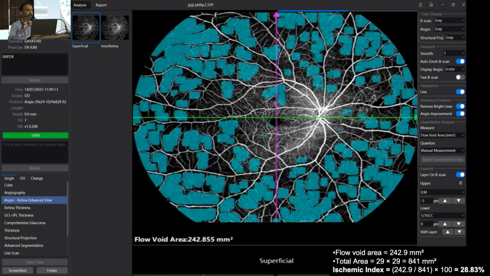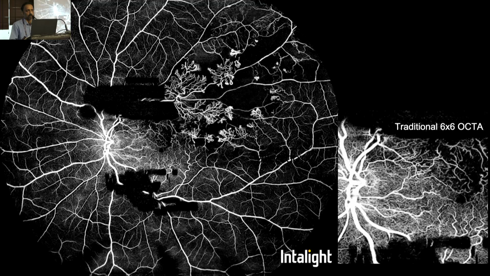We can also map the area of ischemia. The machine gives the flow void area, and you can calculate the ischemic index. We now know that ischemic index is an important biomarker for increasing ischemia and conversion, for example, of a non-ischemic CRVO to ischemic CRVO. So gone are the days where we just used to traditionally look at the macula. Now we have wide field images. We can pick up more information, new vessels, CNP areas much more vividly in these machines which can do 29 to 29 millimeter wide field images.